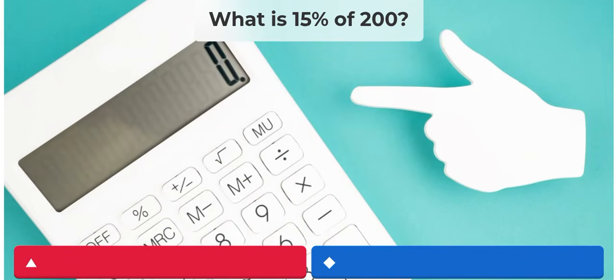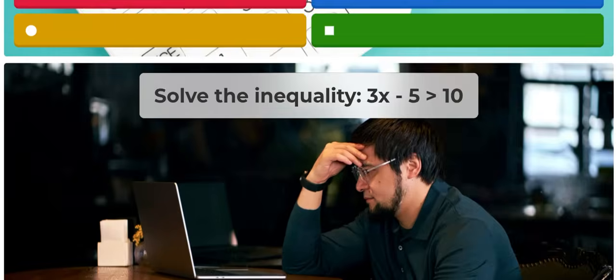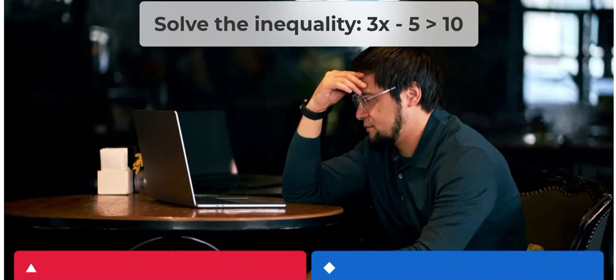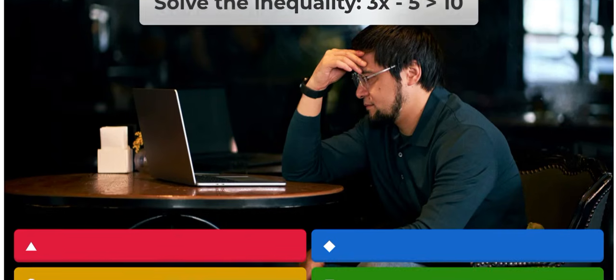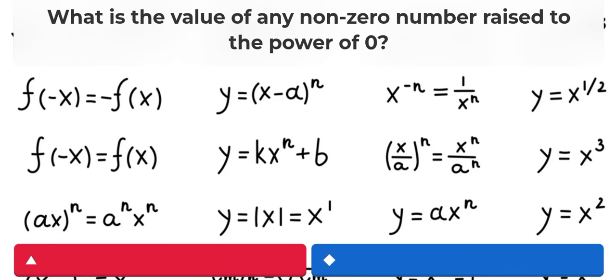What is 15% of 200? Solve the inequality. 3x minus 5 is greater than 10. What is the value of any non-zero number raised to the power of 0?